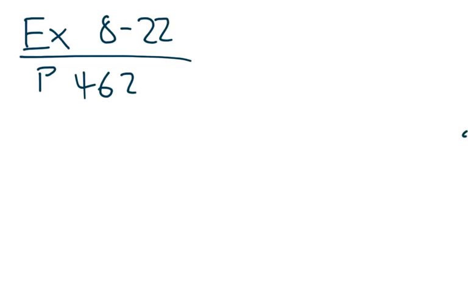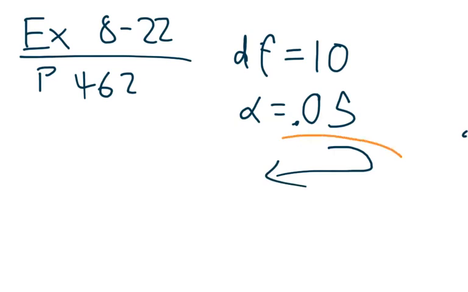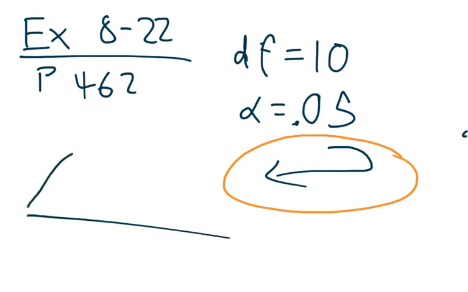It says here we're going to find the critical chi-squared value for 10 degrees of freedom. So df equals 10, and alpha is equal to 0.05. And here the test is going to be left-tailed, right? So watch closely. That right there is how I spell left-tailed. Haha. Okay, and that's a terrible sketch, but oh well, whatever.